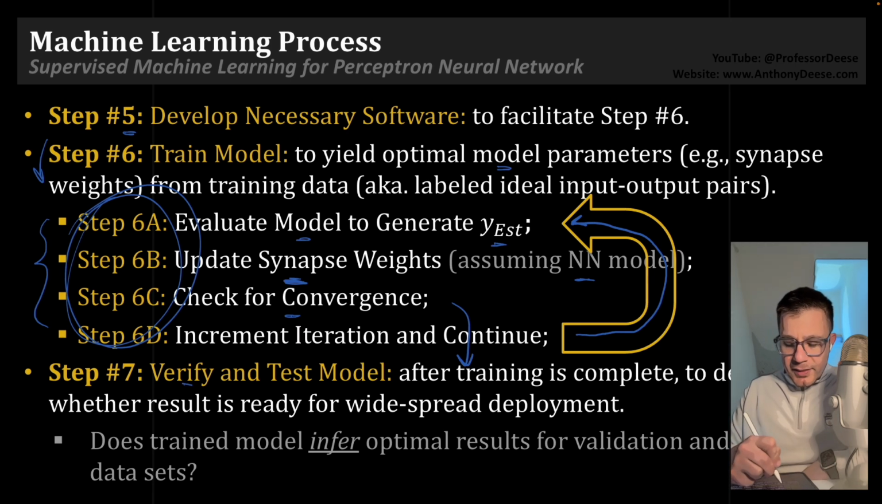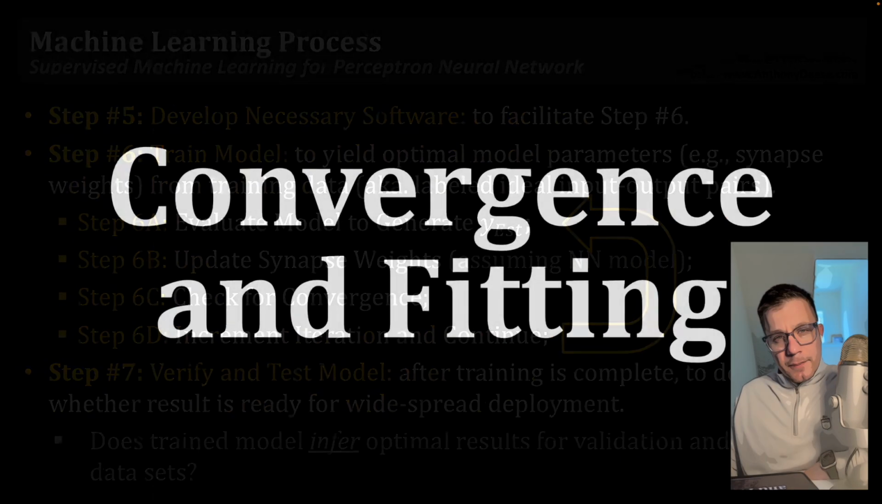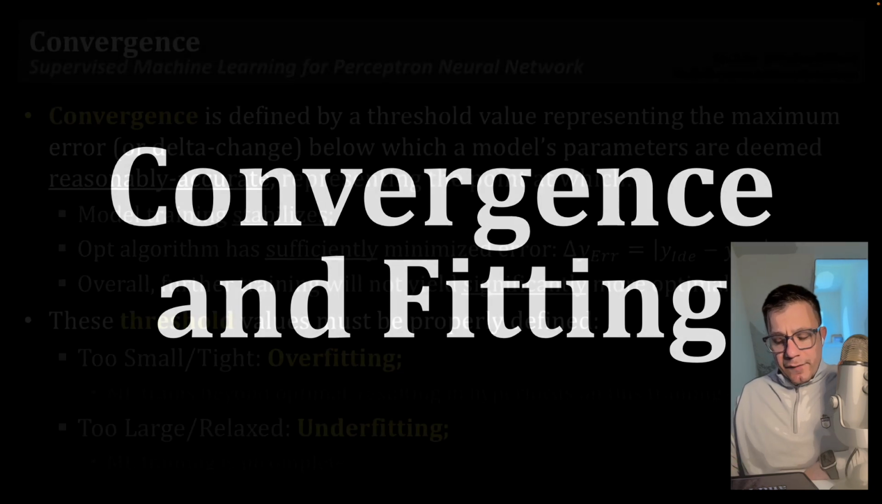Now, step 7 is to verify and test the model. After training is complete, we want to determine whether the result is ready for widespread deployment, and so we would use verification and test data for that purpose. Right? We want to answer the question, does the trained model infer optimal results for validation and or test data sets? So next, let's talk about convergence and fitting.